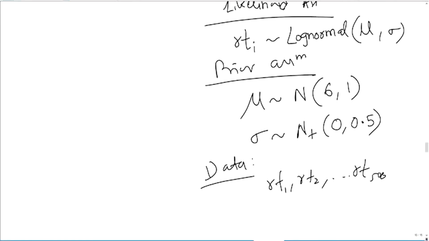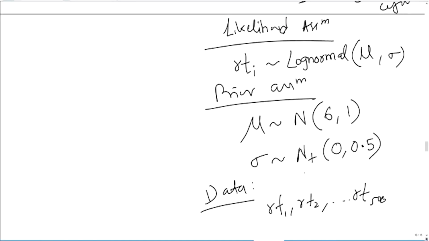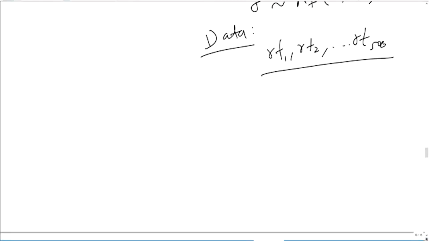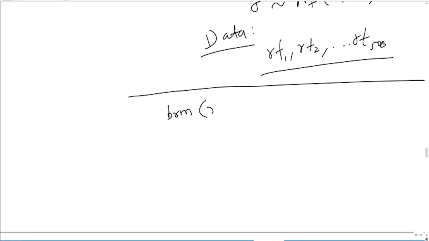So you want to model these reaction times using this log normal likelihood and these prior assumptions. So how do we do this? In BRMS, it's straightforward, you just use this BRM function. Then you write the outcome variable here. What is your outcome variable? Reaction time.